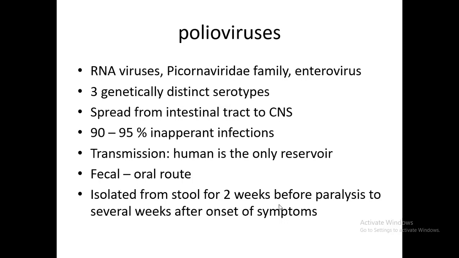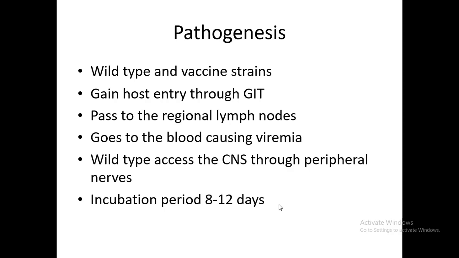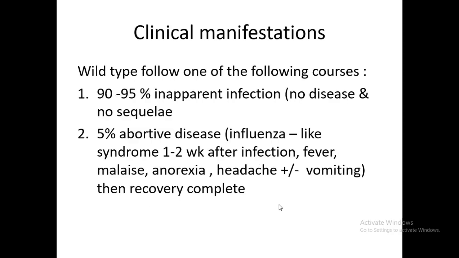The transmission is fecal-oral, and there is a need for isolation. The viruses can be isolated from stool for 2 weeks before the paralysis and several weeks after onset of symptoms. The virus goes through the GIT, passes to the regional lymph node and through blood causing viremia, and later the clinical course will be decided.